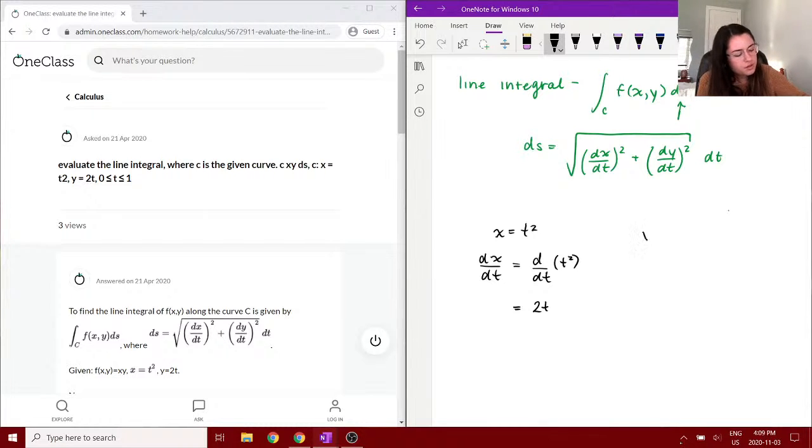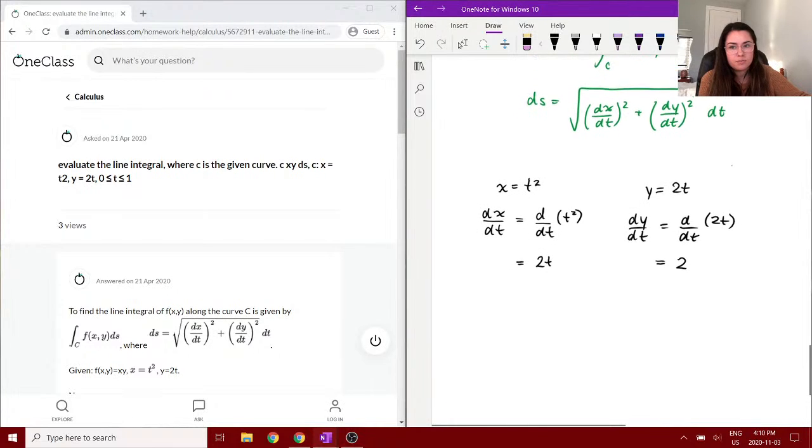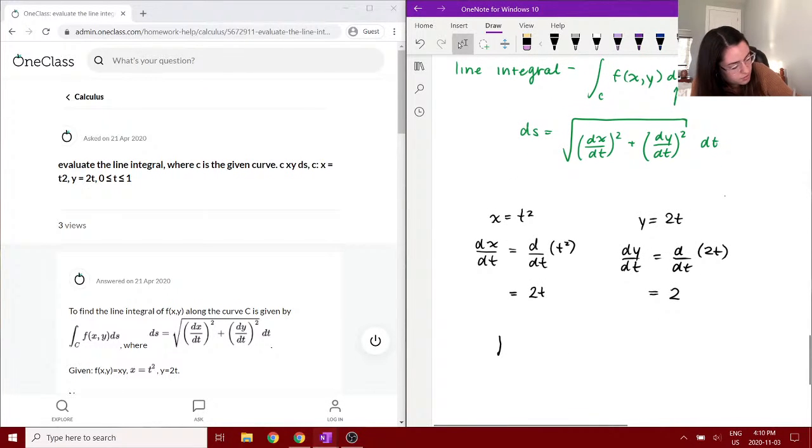And then we also have y equals 2t, and taking the derivative of each side, the derivative of y with respect to t is then just 2. That's taking the derivative of 2t on the right-hand side. Okay, so now that we have the derivatives, we can sub that into the full equation for the line integral. So I'll just rewrite it here.